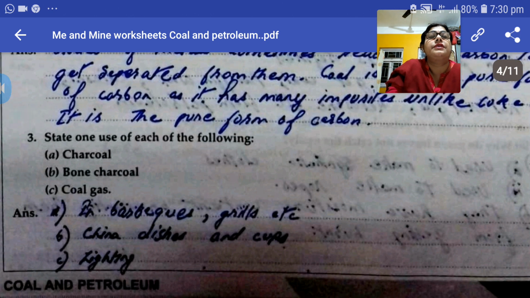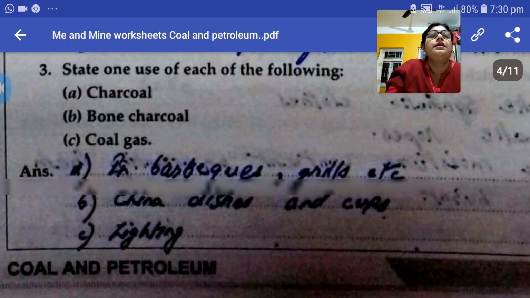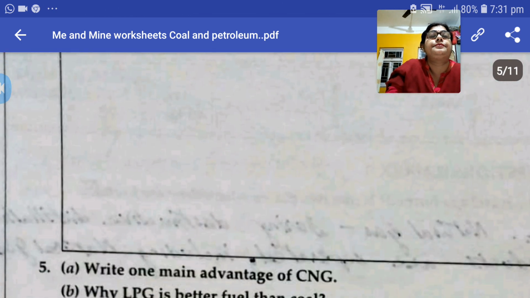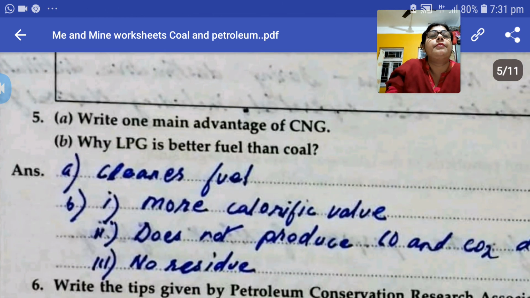Next, give one use of each of the following. Charcoal: here you see it is used in barbecues, grills, etc. Bone charcoal is used in china dishes and cups. Coal gas is used in lighting. Then, write one main advantage of CNG. Okay, one advantage of CNG is that it is a cleaner fuel.